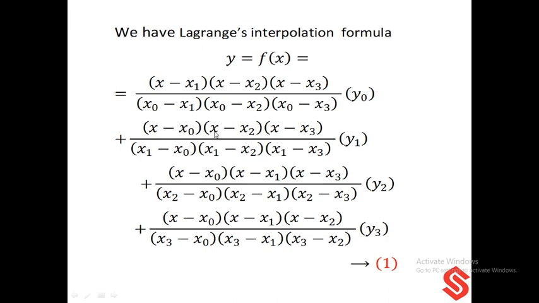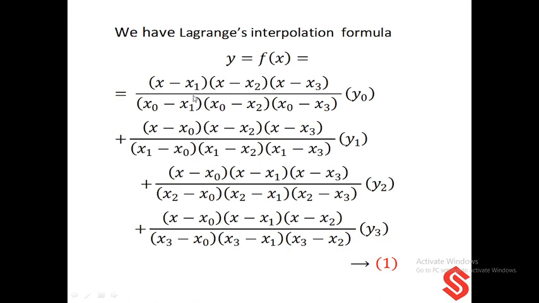(x - x0)(x - x2)(x - x3) divided by (x1 - x0)(x1 - x2)(x1 - x3) into y1, plus (x - x0)(x - x1)(x - x3) divided by (x2 - x0)(x2 - x1)(x2 - x3) into y2, and the last term (x - x0)(x - x1)(x - x2) divided by (x3 - x0)(x3 - x1)(x3 - x2) into y3.